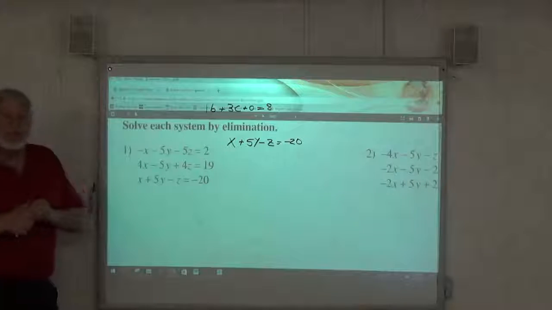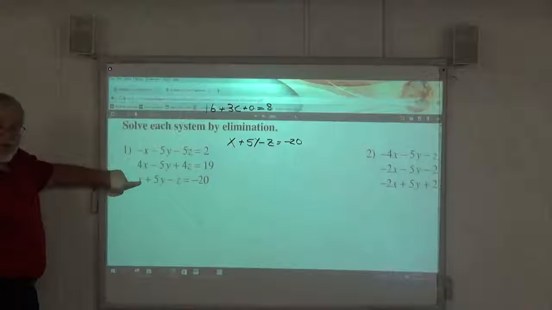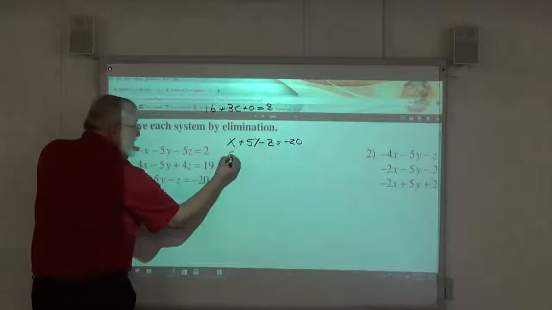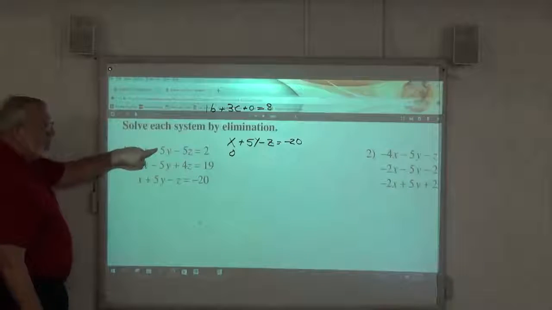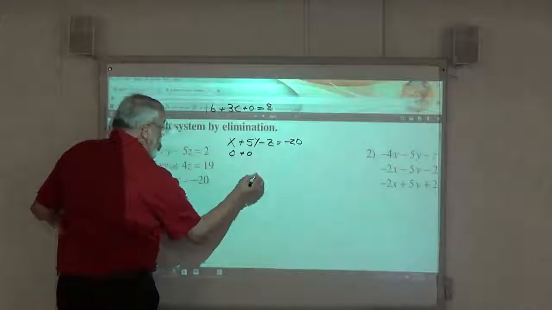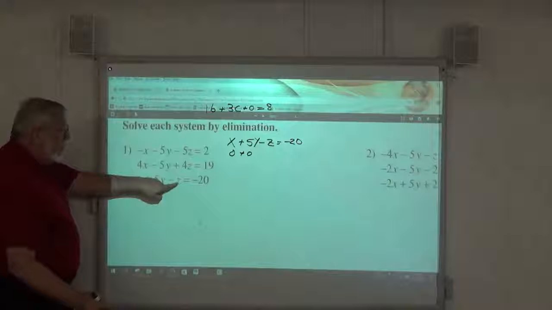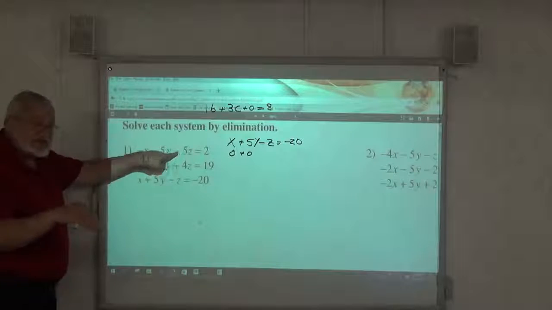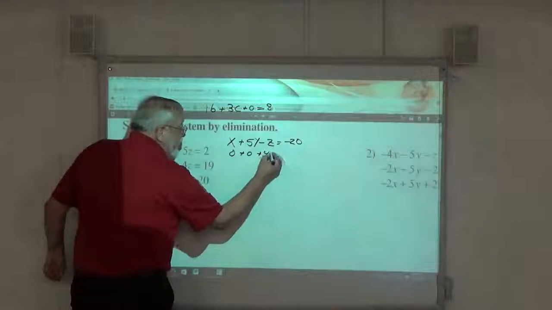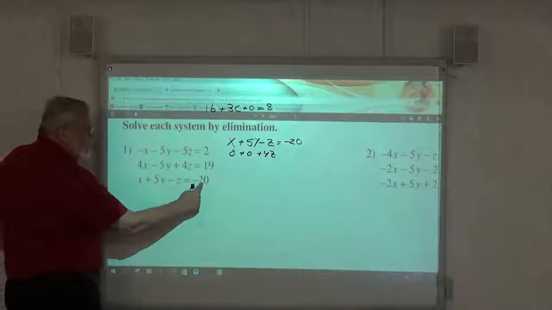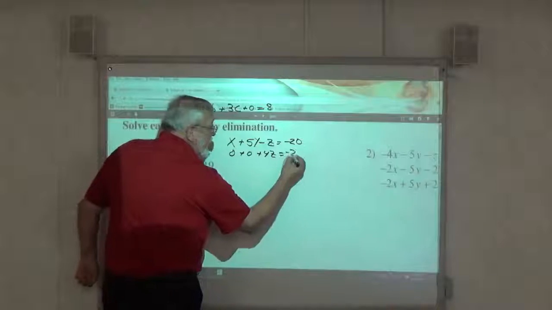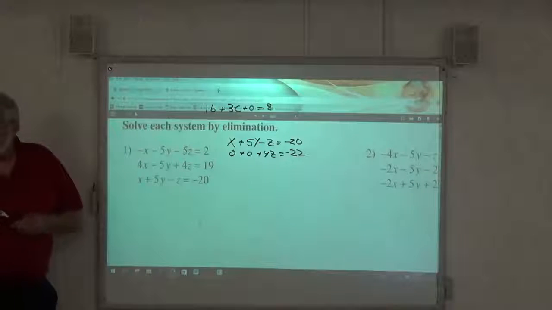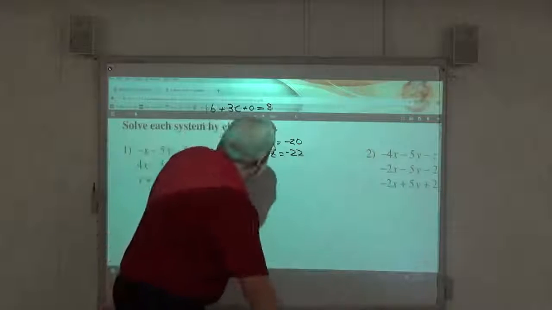0. Okay, so what I'm going to do very quickly is take this equation and add this one. So x plus negative x is 0. 5 minus 5 is also 0. And then negative 1 subtract 5 is like negative 1 plus 5, and so that will be plus 4z. And then negative 20 subtract 2 is negative 22.